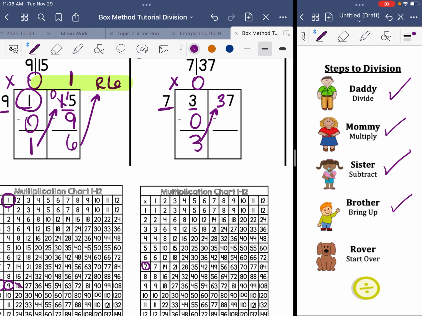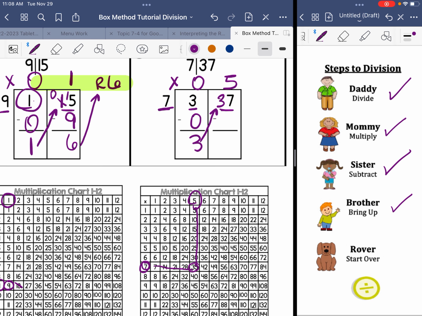Can I make a group of 7 with 37? Sure. Go to your 7s, go find 37 or smaller. 35 is closest to 37 without going over. How many groups is that? 5. So we're going to put 5 on top.